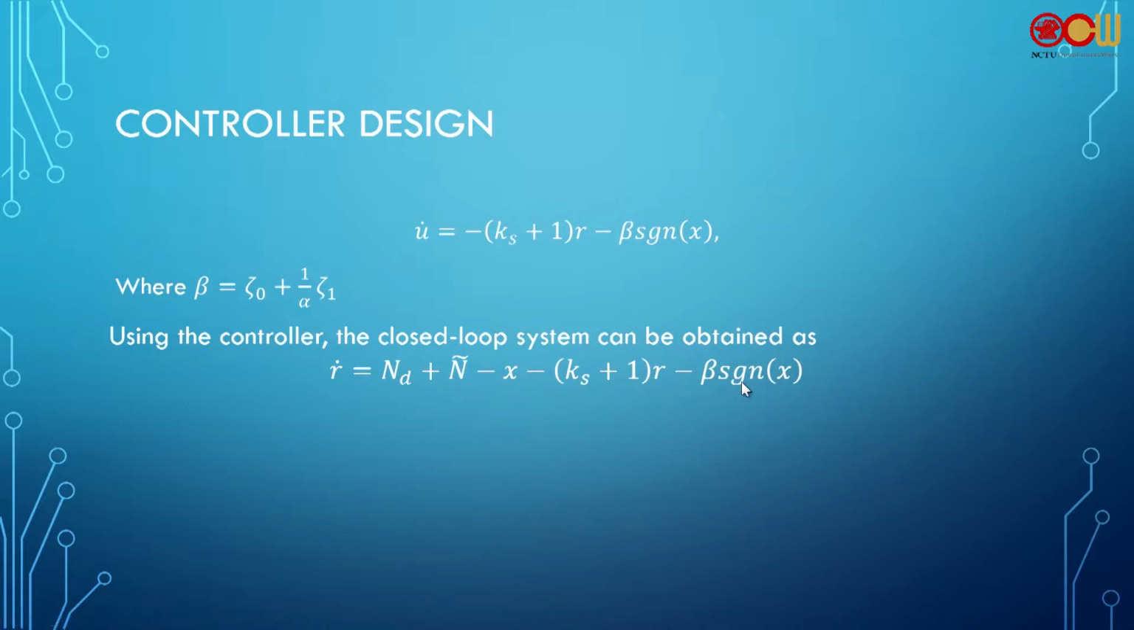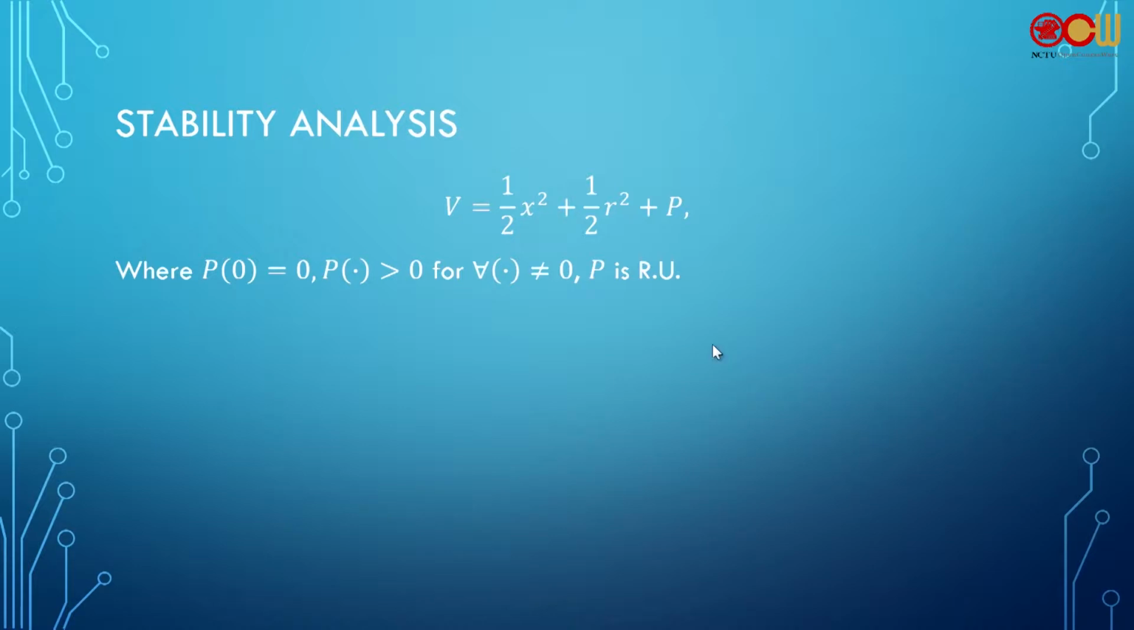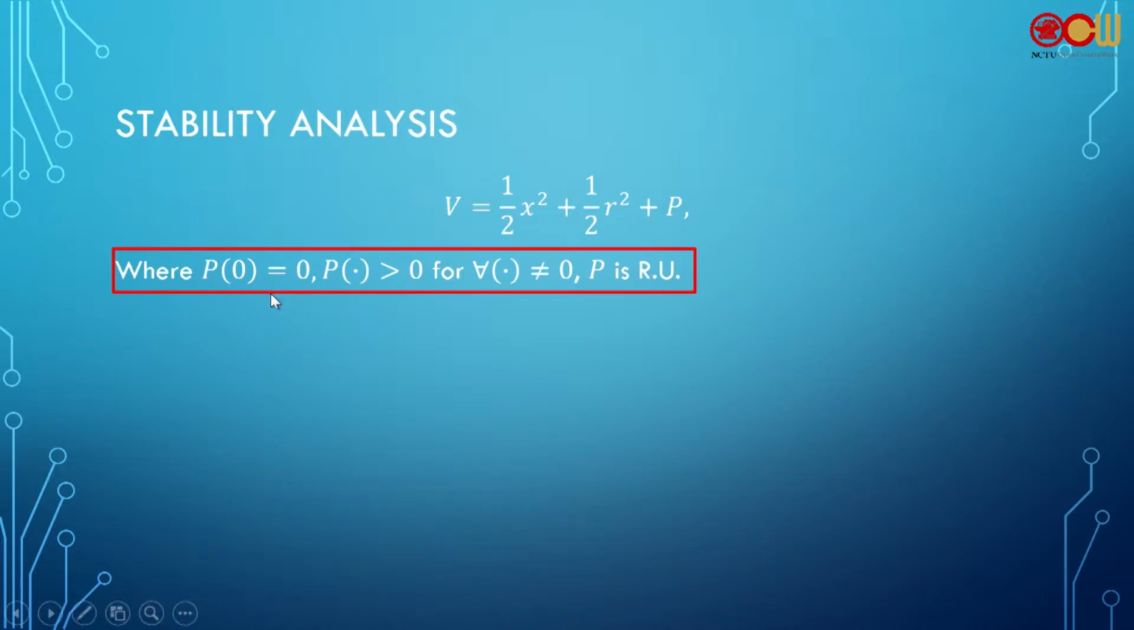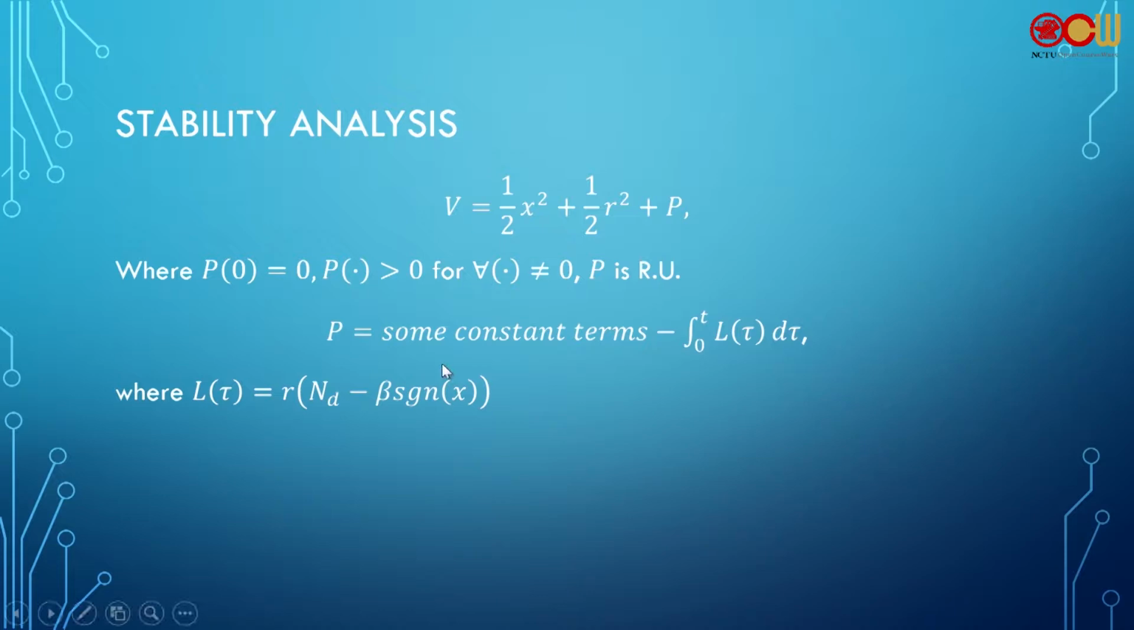You do the stability analysis, and the requirement for P here is also designed by the users. The requirement is that P has to be 0 at 0, and P is greater than 0 when it's not 0. In other words, P is a PD function, and it's radially unbounded. So when you take the time derivative, P is in this form, which is a constant term minus some L function. L is the function defined here. It's r times Nd minus beta sign x. In other words, in P, you have the integral of the sign function.